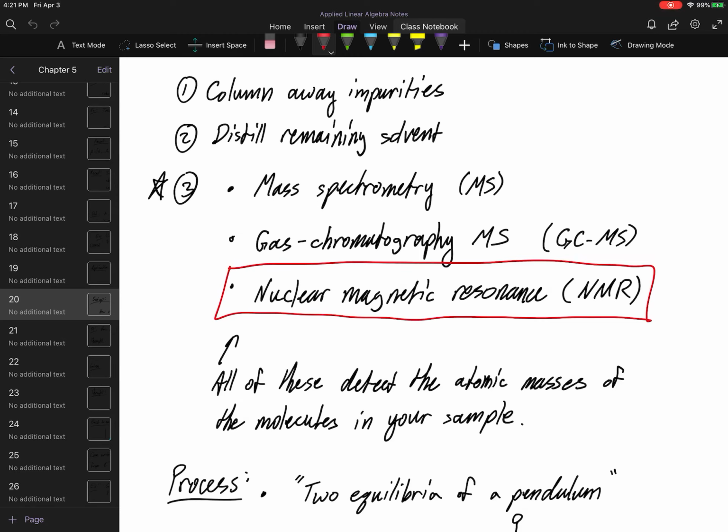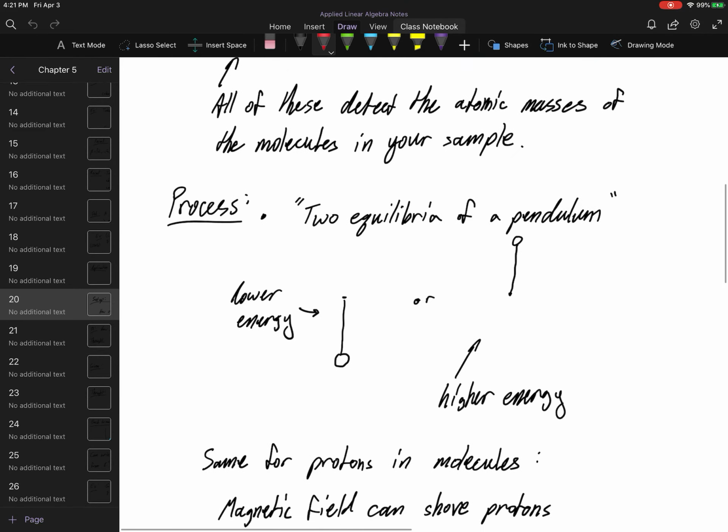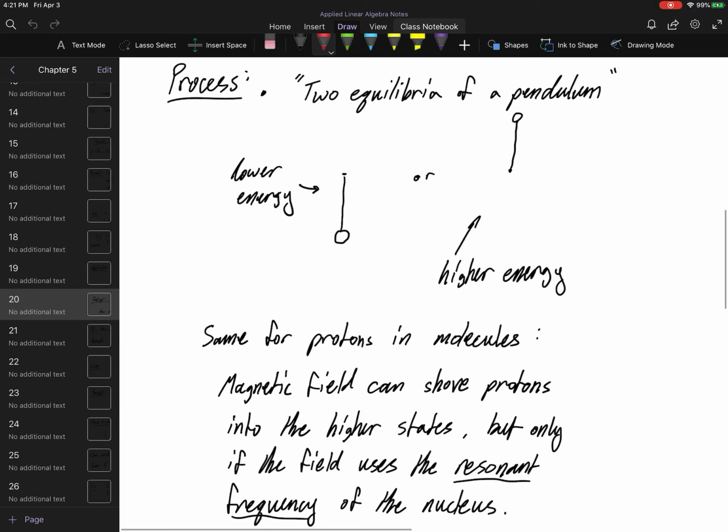So it's not going to tell you exactly what the molecule is or what the molecules potentially are, but they are going to tell you what their atomic masses are, and you can figure out from the output of the data in the NMR what masses correspond to which molecules. But let me tell you how we actually figure out those masses in the first place.